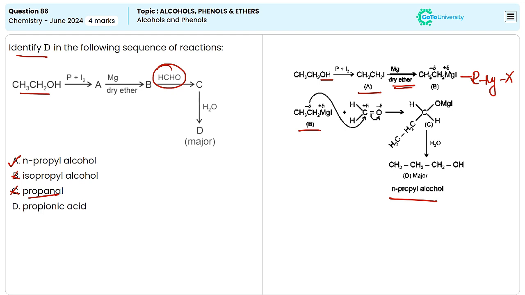And the fourth one is propionic acid. Acids cannot be produced by the reaction of aldehyde with Grignard reagent. So the correct answer is option A, N-propyl alcohol.